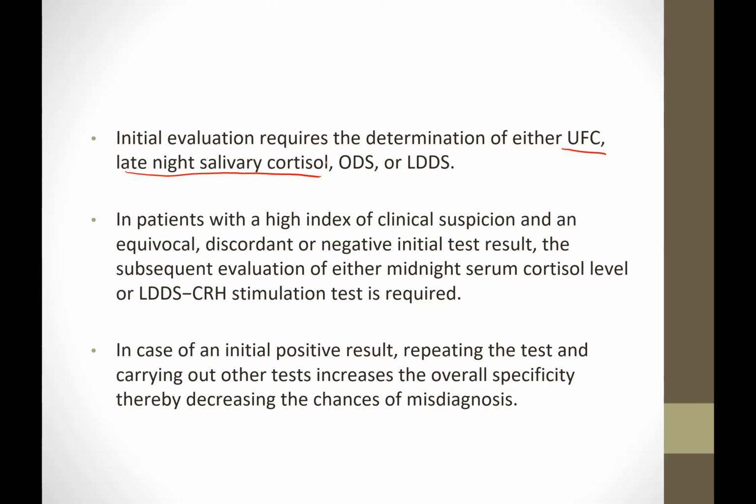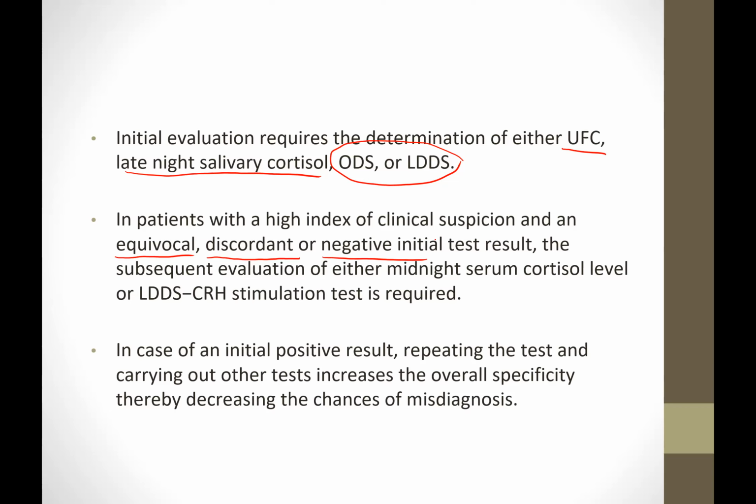And if necessary, you can do ODS or LDDS. Usually, in practice, we will reserve them for the second level. So first, if one of these tests is positive, then that is what is discordant, what is equivocal, what is negative. Discordant means one test is showing one direction, another test is showing another direction. Equivocal is not exactly going above the cutoff value, but around the cutoff value. Negative means it is on the negative side of the cutoff, like 1.4 or 1.8 or 3 times upper normal, whatever you are saying. On the lower side of that is the negative result.